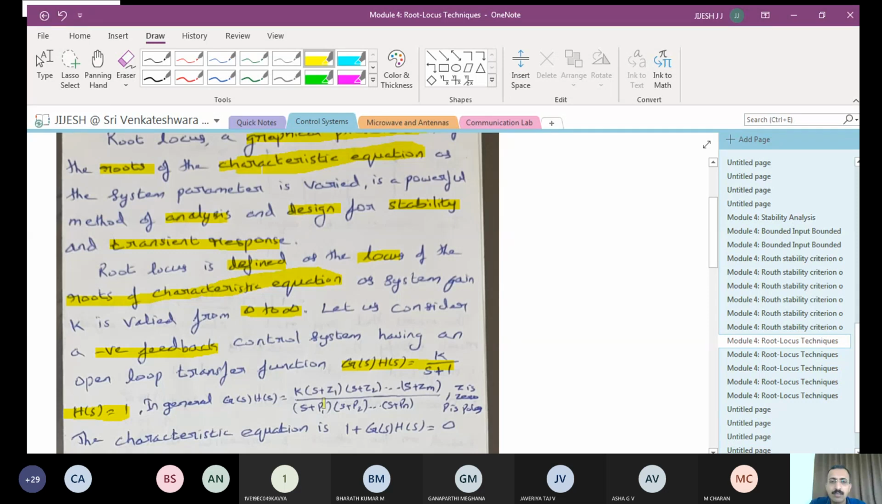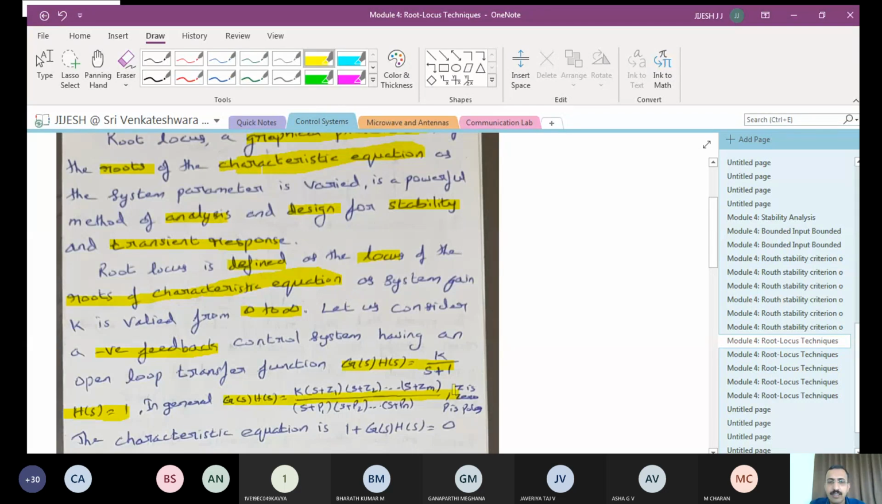Okay. So G(s) H(s) is taken as K divided by s plus 1, and H(s) is taken as 1, that is a unity feedback system. So make a note of all these points.